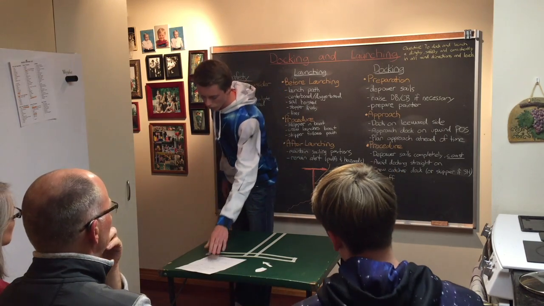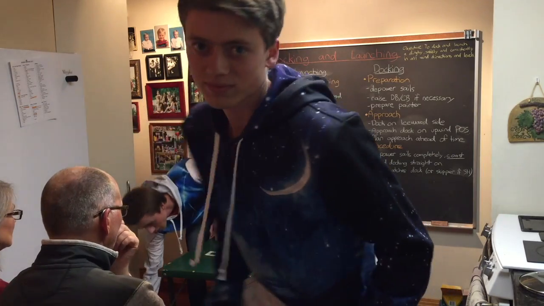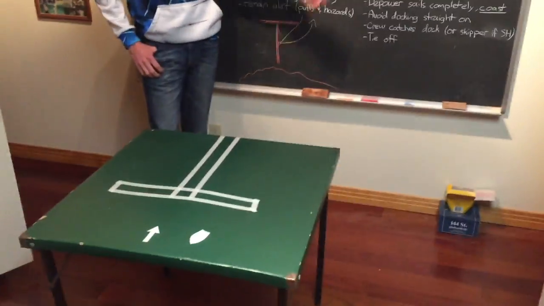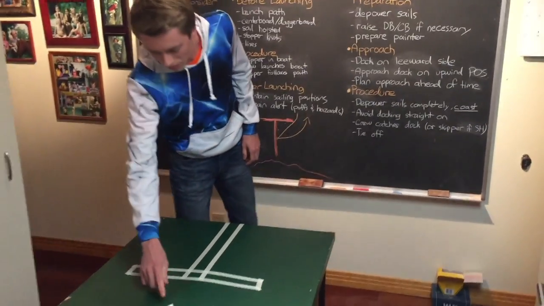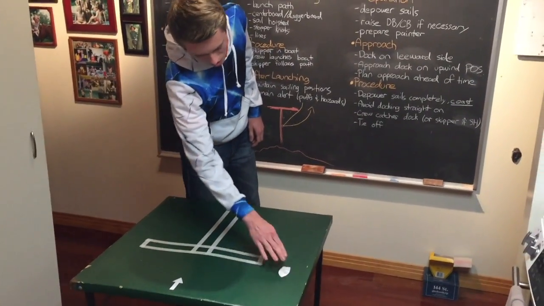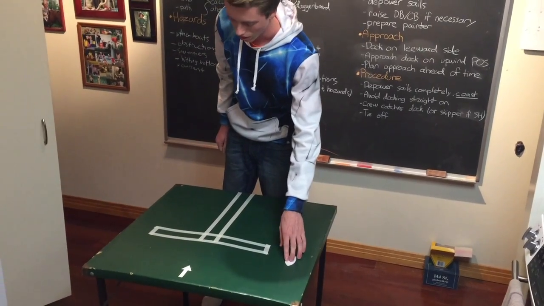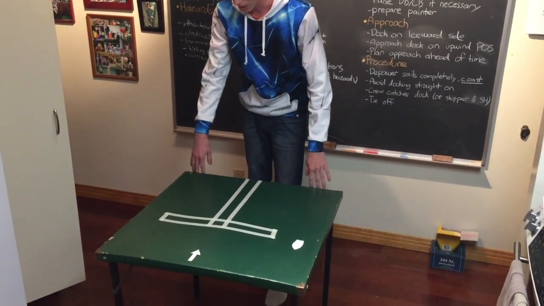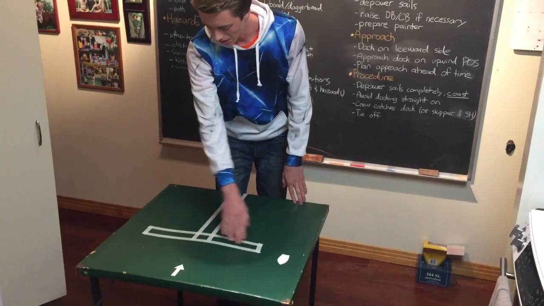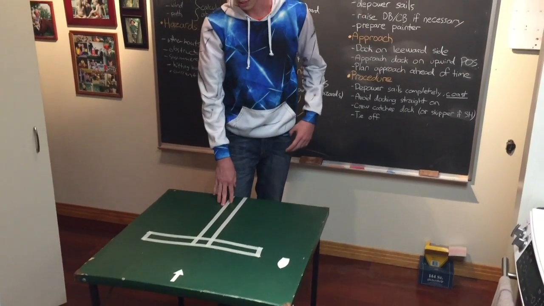Now I'm going to run a few demonstrations here on docking to provide you with some demonstrations of what I mean by these 3 points. So docking on the leeward side. If this arrow represents the wind, where's the shore again? The shore will be me here, right, okay, and this is the T dock. Okay. Yes.